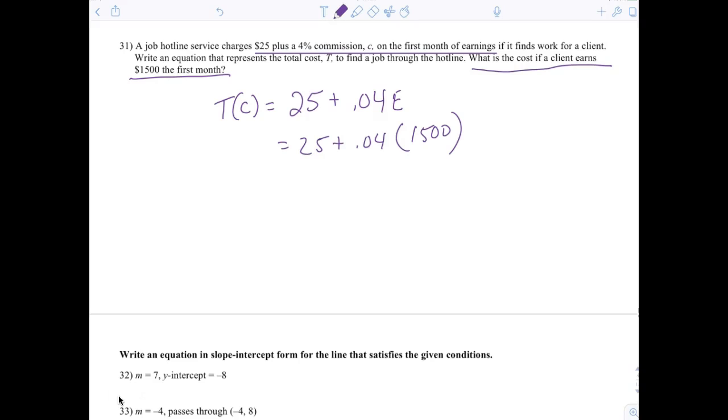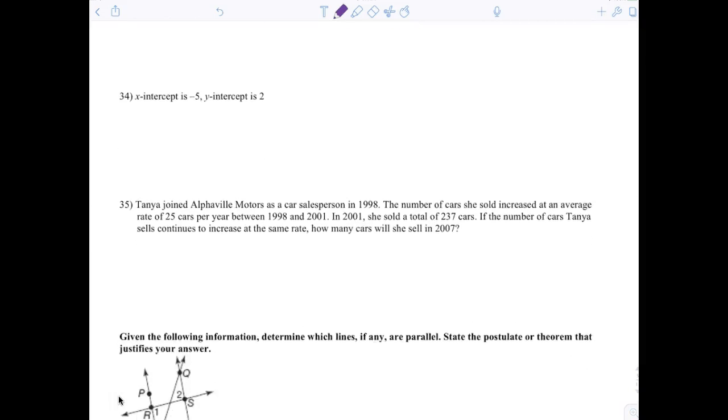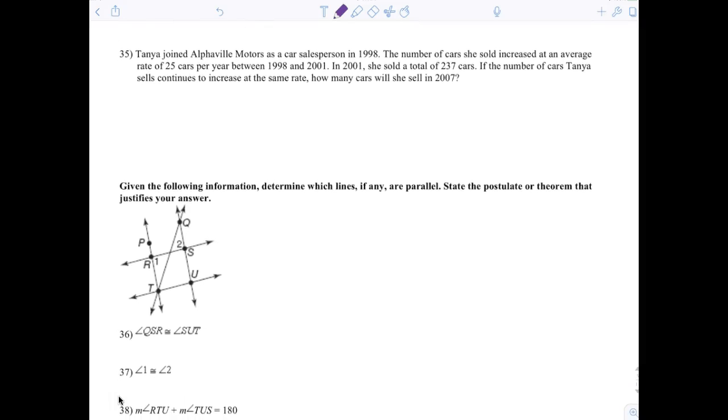All right, let's check out 35. Let's see if we get this one right. So Tanya joined this car place as a salesperson in 1998. The number of cars she sold increased at an average rate of 25 cars per year between 1998 and 2001. She sold a total of 237 cars. If the number of cars Tanya sells continues to increase at the same rate, how many cars will she sell in 2007?